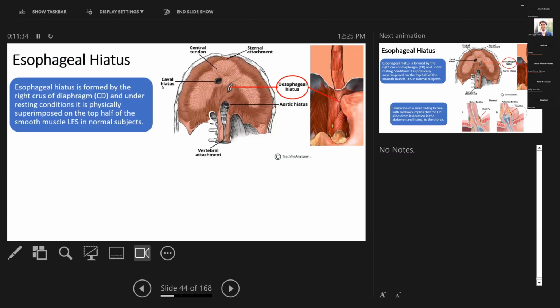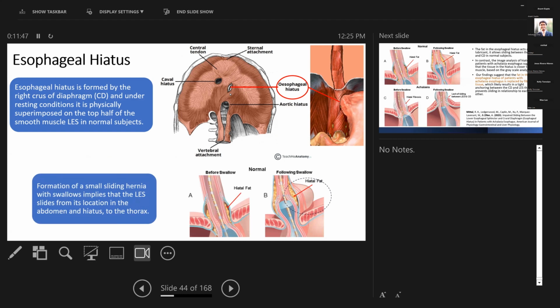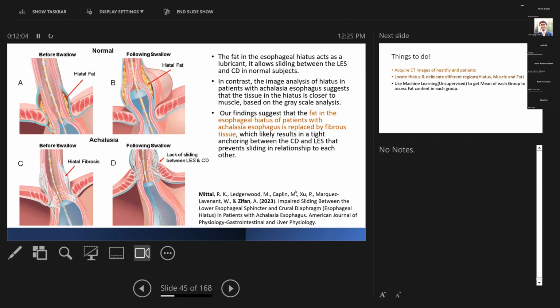The hiatus itself is formed by the right crus of the diaphragm, okay? And under resting conditions, it's physically superimposed on the top half of the smooth muscle LES in normal subjects. So the formation of a small sliding hernia, okay, with swallows implies that the lower esophageal sphincter slides from its location in the abdomen and the hiatus to the thorax and back during swallowing, okay? So the fat actually acts kind of like a lubricant, okay? So the fat in the hiatus acts as a lubricant. So it allows sliding between the LES and the crural diaphragm in normal subjects.